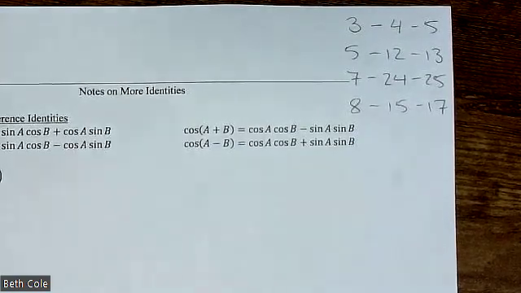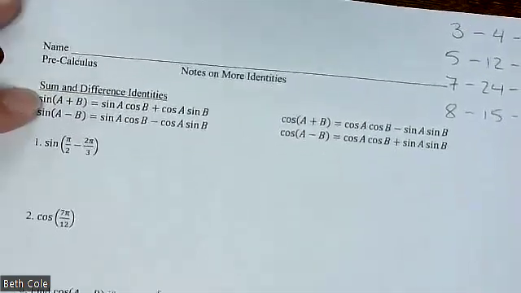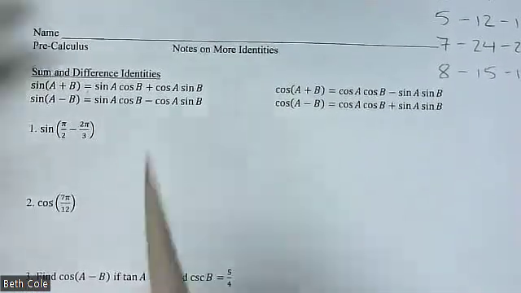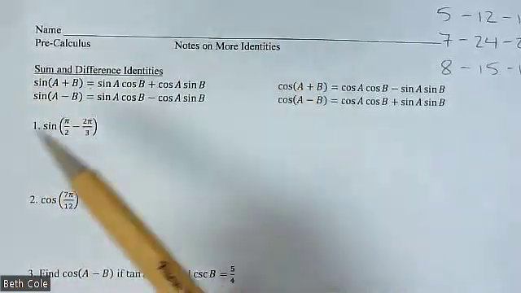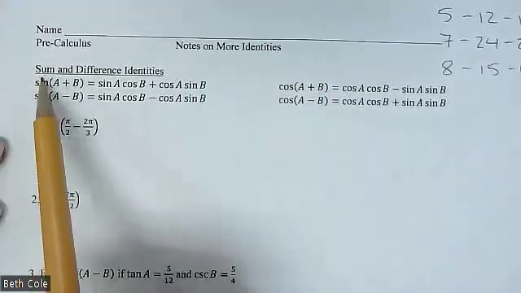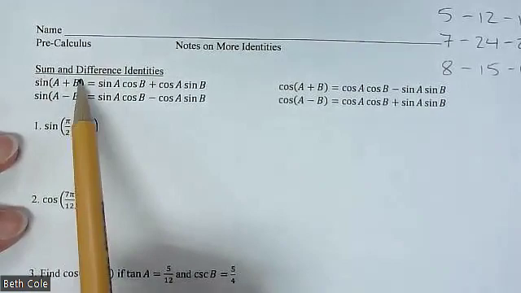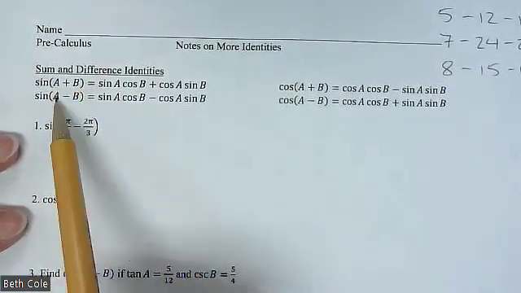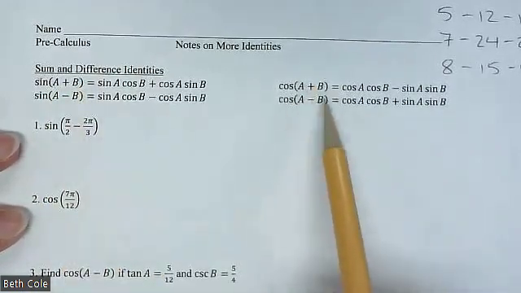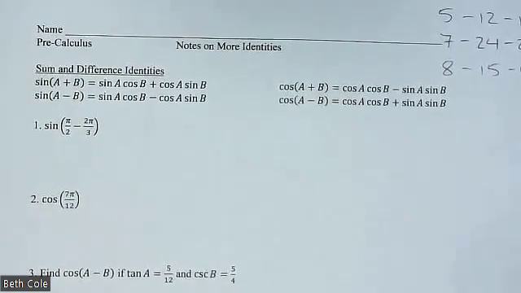Okay, so the first type of identity we're going to do are your sum and difference identities. They're called sum and difference because, well, what does sum and difference mean? Like, what do those words mean? Yeah, adding and subtracting. So do you see how it's sine of A plus B and sine of A minus B? Like you're adding and subtracting things. Okay, anyway, that's what that is.